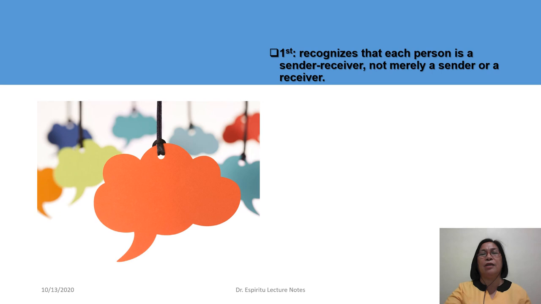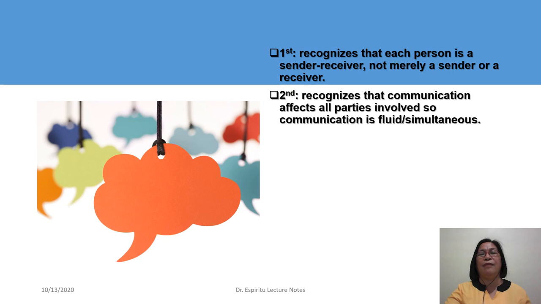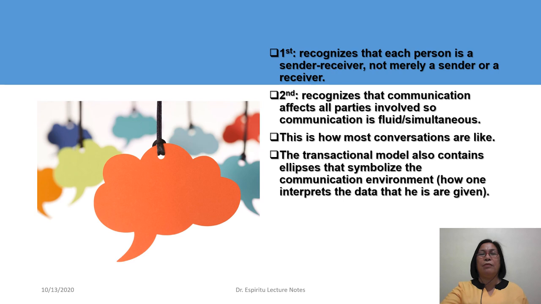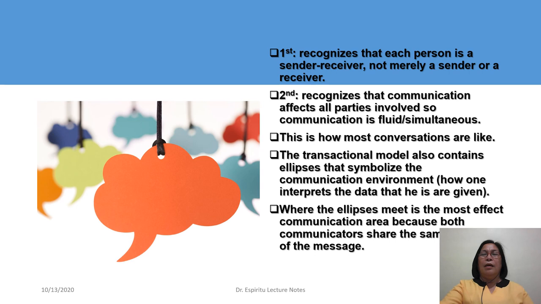transmission of the message. Second, it recognizes that communication affects all parties involved, the sender and the receiver. So communication is fluid or simultaneous. It's not one-sided. This is how most conversations are like. The transactional model also contains ellipses that symbolize the communication environment, how one can interpret the data that is given to him. Where the ellipses meet is the most effective communication area, because both communicators share the same message.